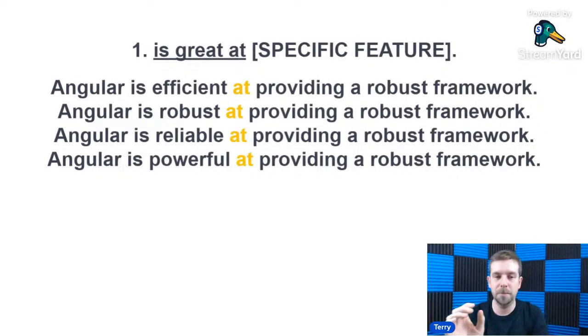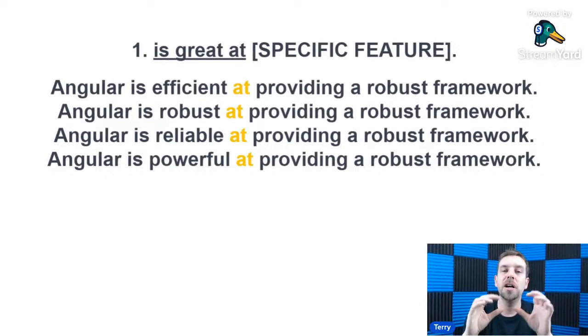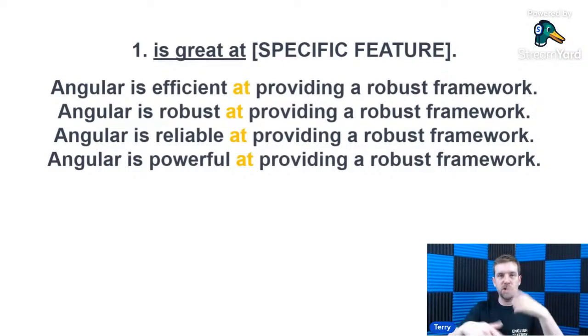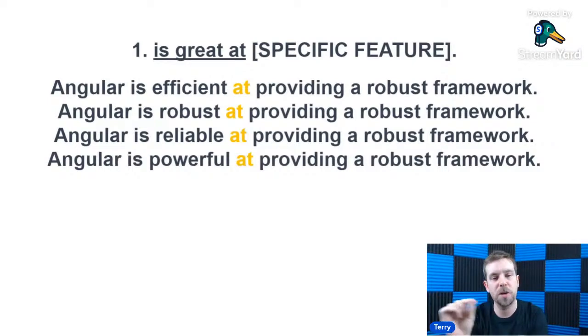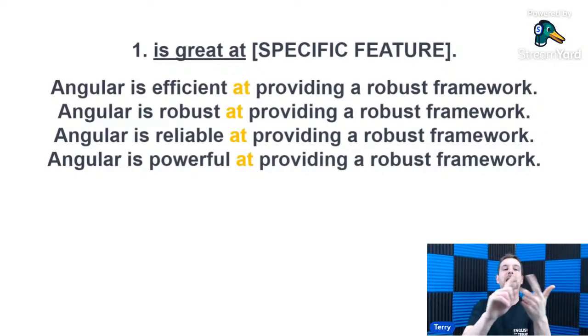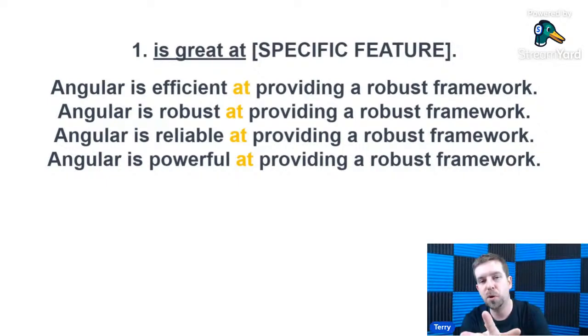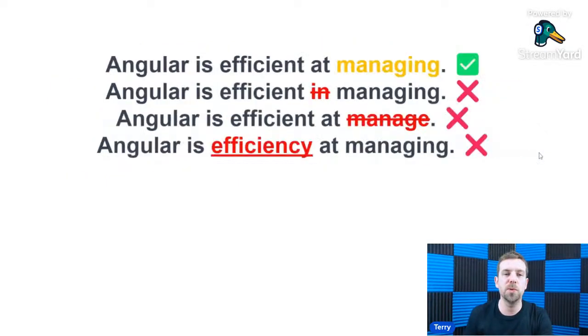You can say it's great at. You can also say Angular is efficient at. Efficient means it functions well. It's going and it's working very, very well, right? It's efficient at providing a robust framework. Angular is robust, a very popular word in software engineering to describe frameworks. Talk about something as robust. Angular is reliable. So several syllables. Reliable. Okay, because Angular is reliable at, Angular is powerful at. So great is maybe a little bit basic, but there are different words we can use, right?